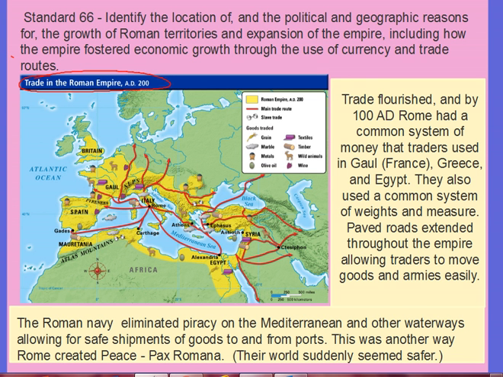When they have these roads built, when they have the Navy out, their armies out, they're making their world in the Mediterranean seem what? Safer. Exactly. Safer.